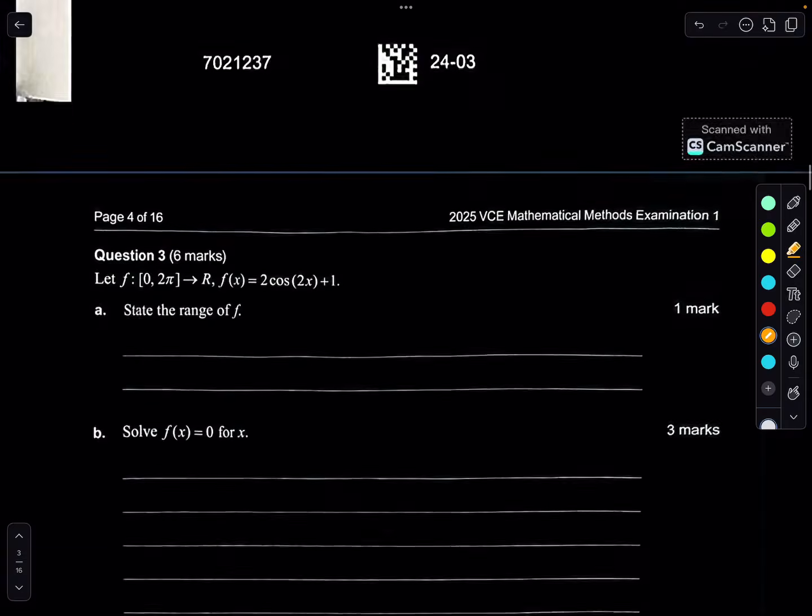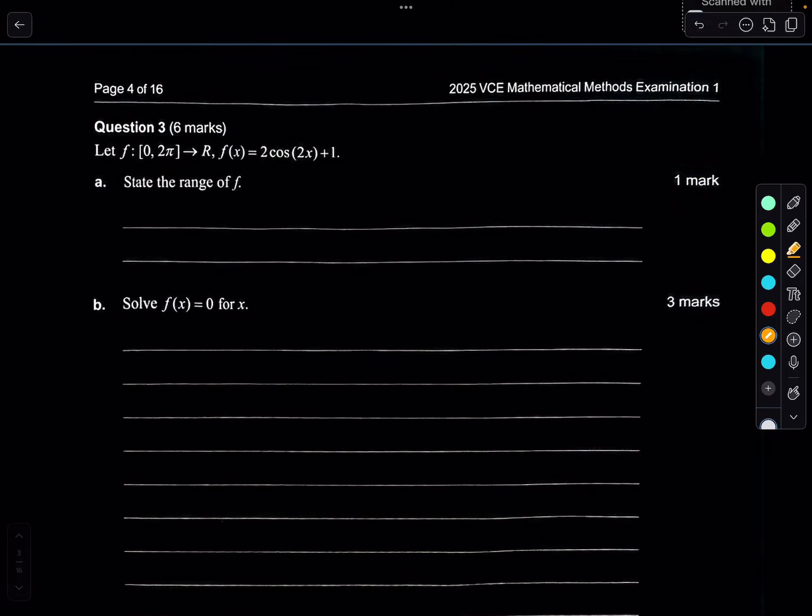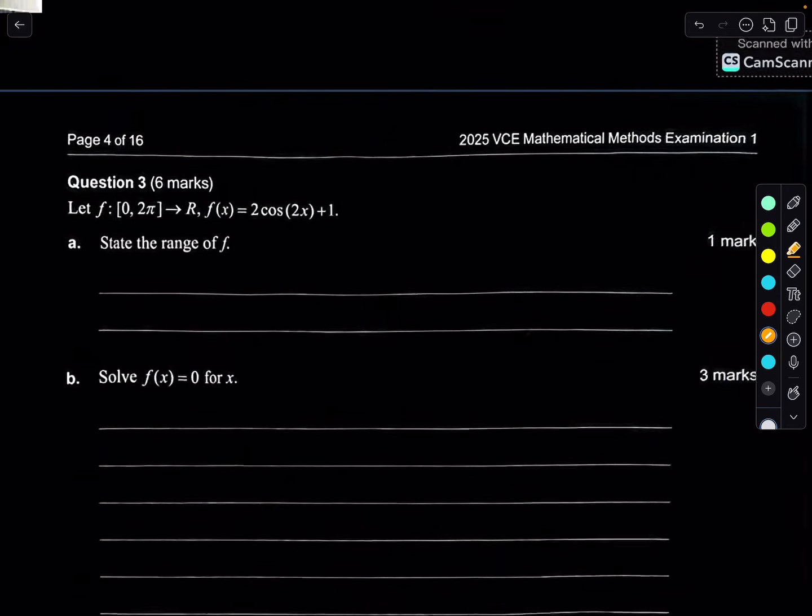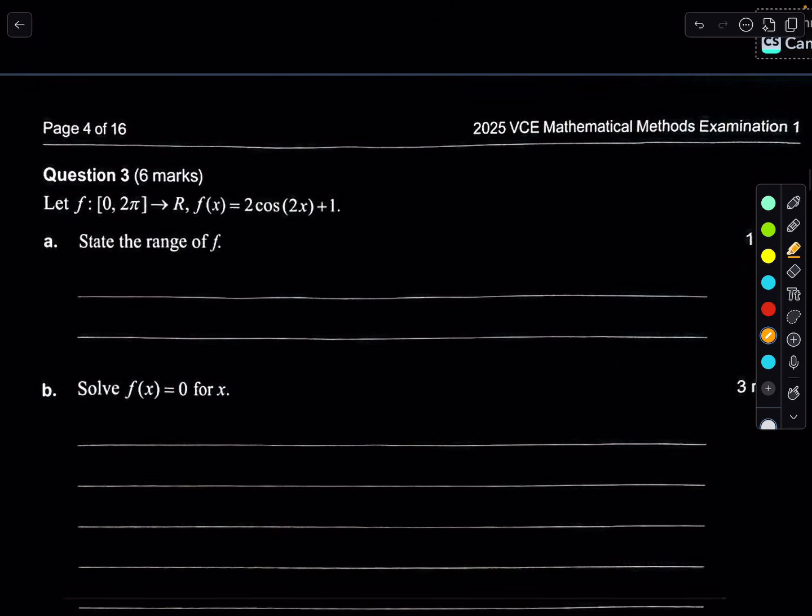Okay. Next question. Question 3. So f from 0 to 2 pi, so this is the domain, where f of x is 2 cos 2x plus 1. This is a beautiful function, just a really nice function. State the range of f. Very, very easy. Okay. So we know to state the range for sine and cos, it's actually quite easy if you use this rule, where this is what it is.